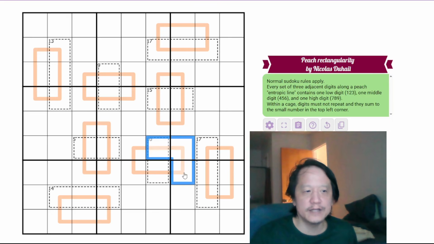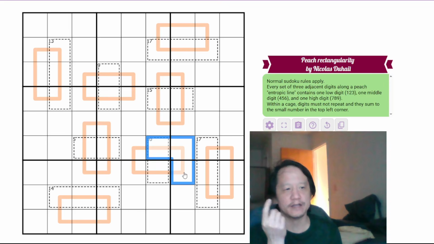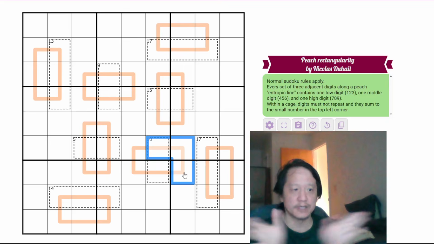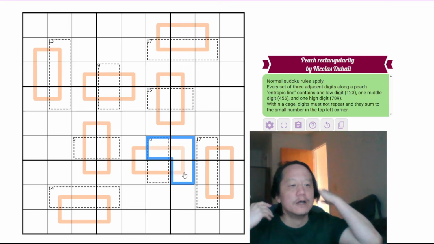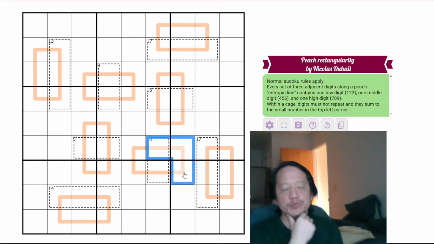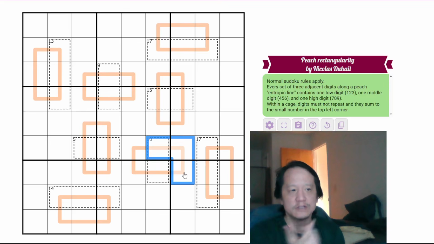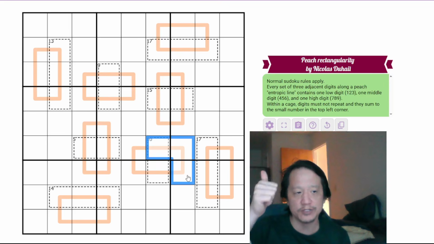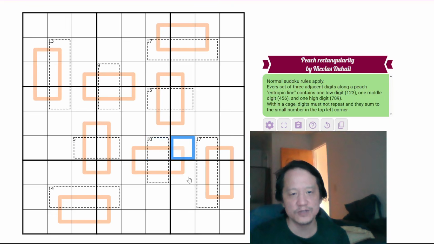So, for any type of entropic line, or basically any line where you have to have one of each set for any 3 consecutive digits along it, every third cell is going to have to be the same set. And the reason why is obvious, because if you take a look at these 3 digits, they must all have 1 digit from each of the sets, right? So this is one set, this is a different set, and that's a different set than the other 2.